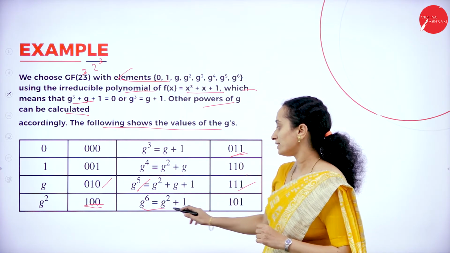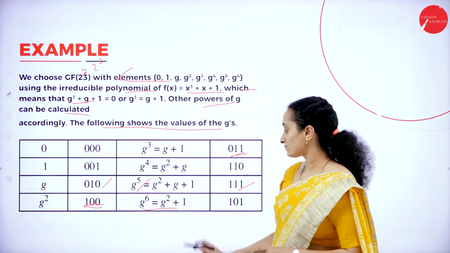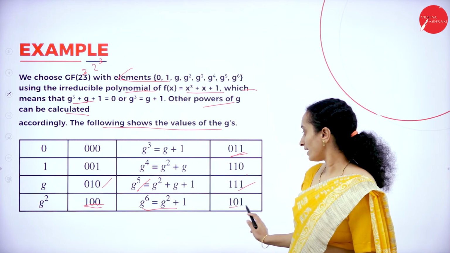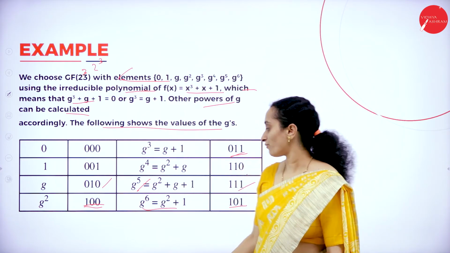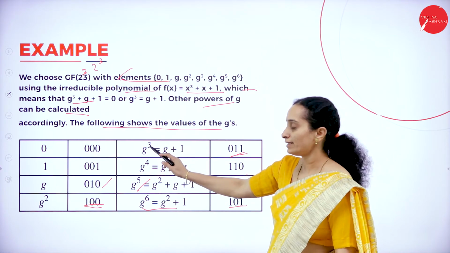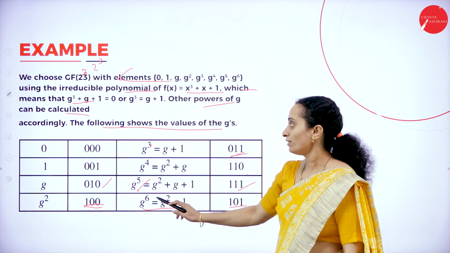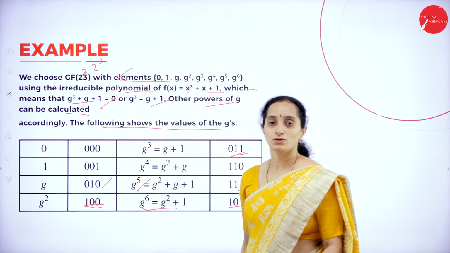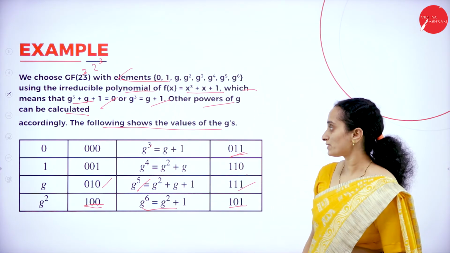Now we have g6 equals g squared plus 1. This is the expression we get, and the value we get for g6 is 101. So g3, g4, g5 and g6 can be calculated by using these expressions.